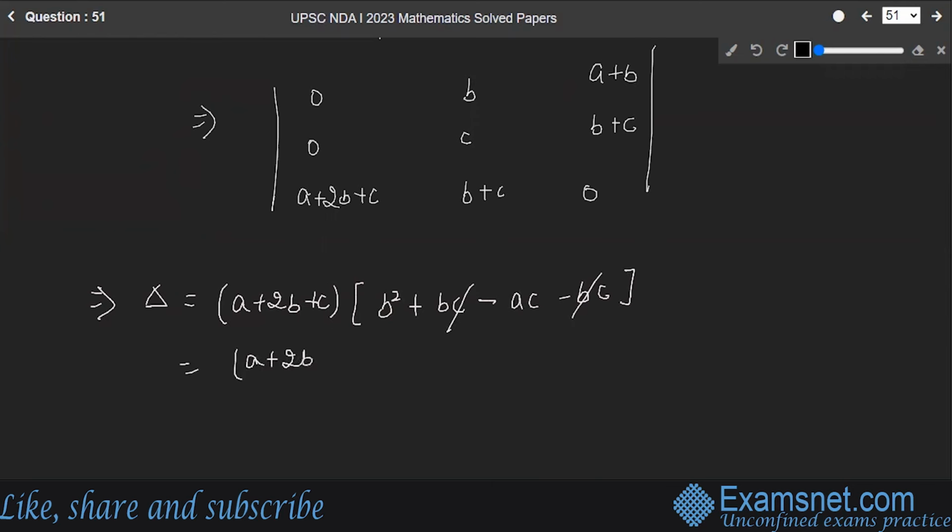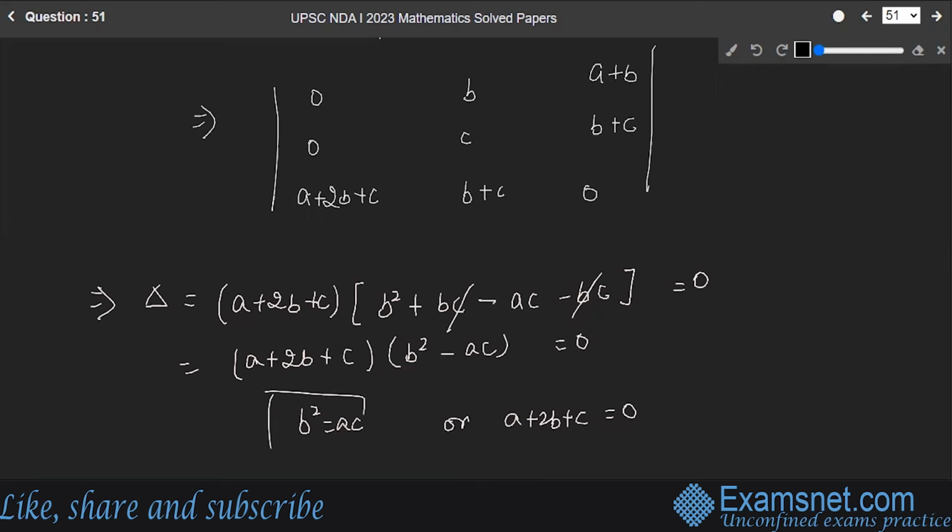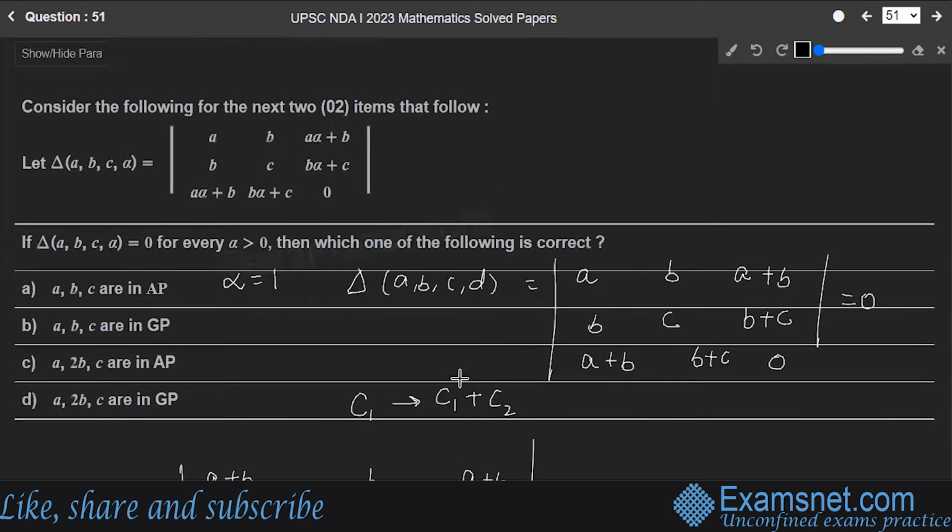A plus 2B plus C, B square minus AC. So this is given to you as 0. So that means either B square is equal to AC or A plus 2B plus C is equal to 0. Looking at this clearly shows that A, B, C are in GP, which means we have option B as the correct answer. Hope you got that.